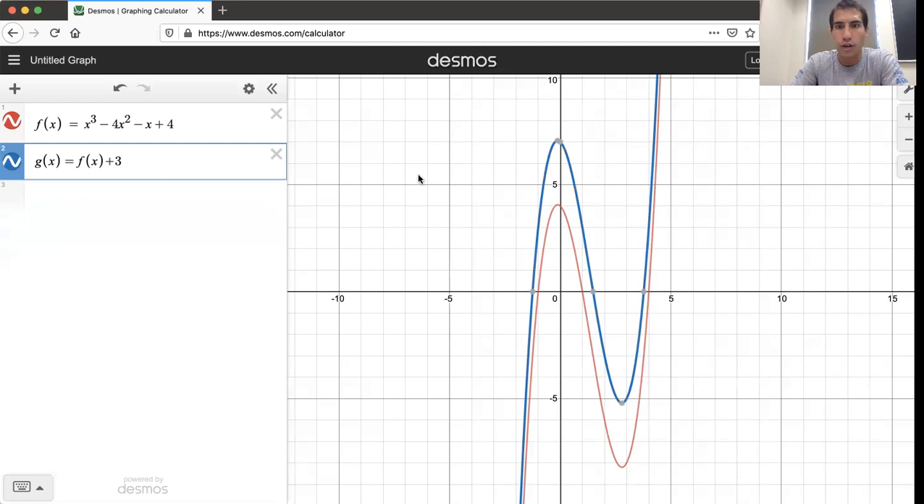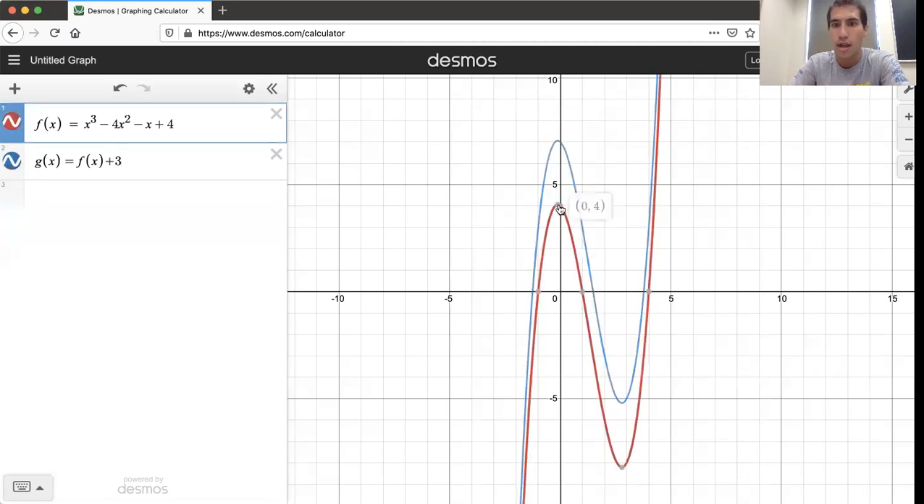So g is this blue function, and how I've defined g is I've defined it by taking whatever f was and adding 3 to it. And so if I graph this function, if I take my function f, the red curve, and I just add 3 to it, this is going to shift it up by 3, right? And you can see this with the blue graph. It's just 3 units higher. In every x position, it's 3 units higher than the red graph is in the same x position.